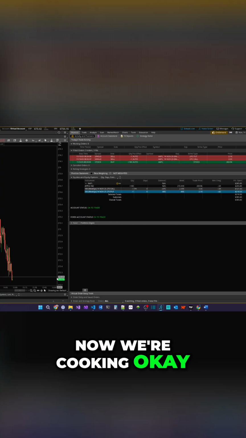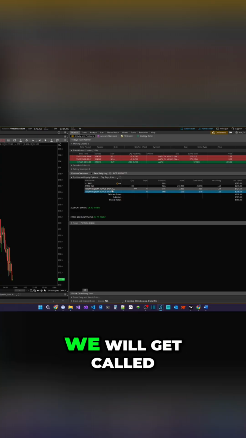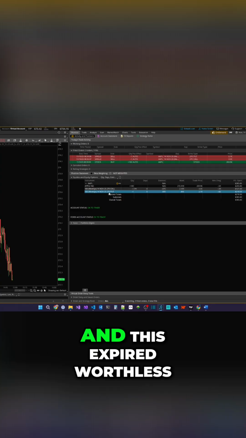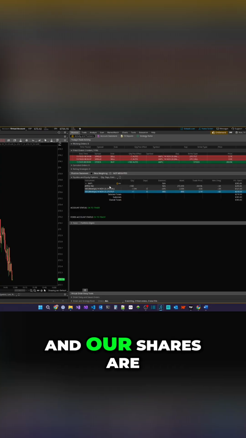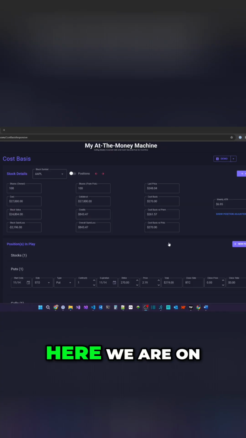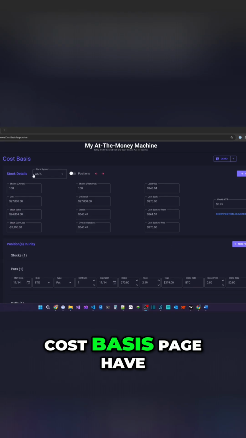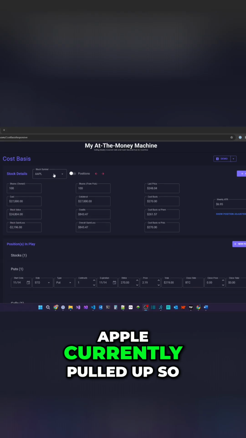Now we're cooking. Okay. So there, proof that it closed above 270. So we will get called out of the call, and this expired worthless, and our shares are no longer ours. So let's go over to the web application. All right. Here we are on the web application, myatwm.com. We're setting on the cost basis page, have Apple currently pulled up.